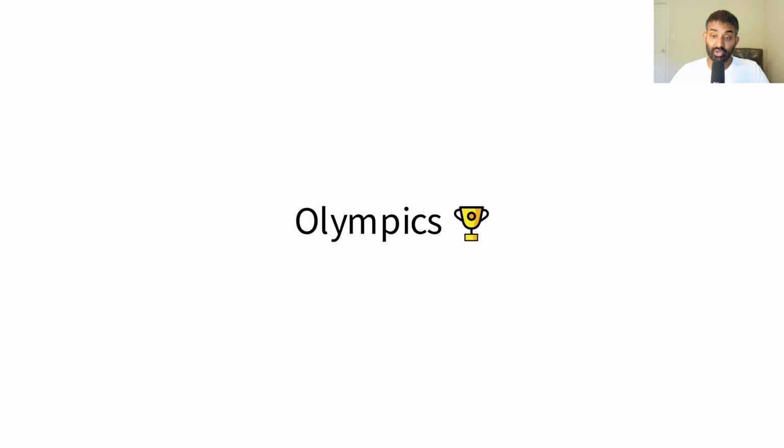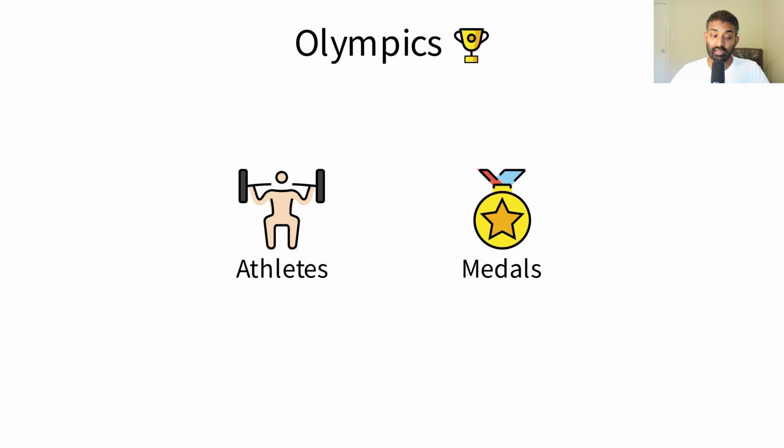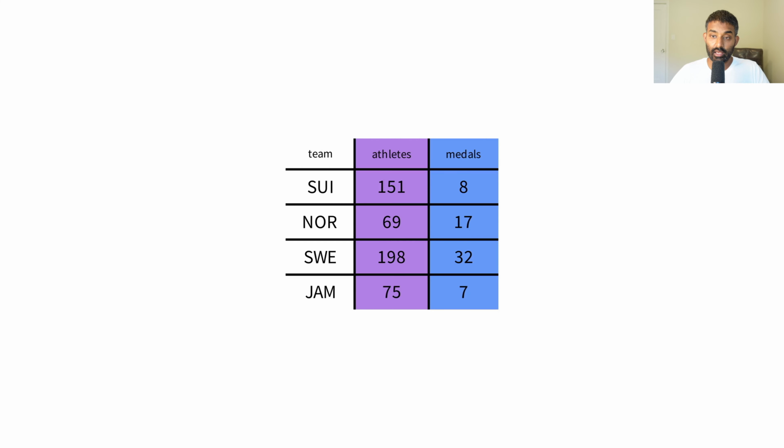Let's say we want to predict something about the Olympics. Specifically, given how many athletes a country enters into the Olympics, can we predict how many medals the country will earn? We can use this data table to do that. Each row in this table is a country's entry into the Olympics, and we have columns indicating how many athletes they enter and how many medals they won.